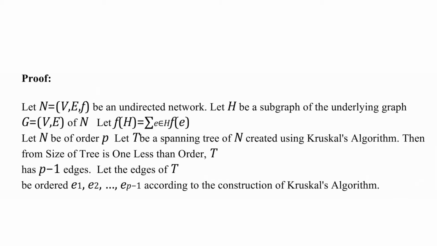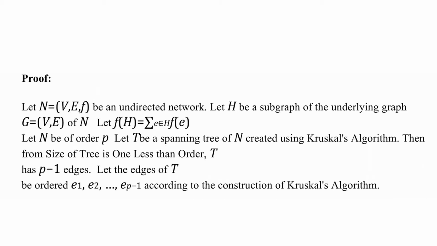Let H be a subgraph of the underlying graph G equal to (V, E) of N, and let the function of H be equal to the summation of all e belonging to H of f(e). Let the graph N be of order p. Let T be a spanning tree of N created using Kruskal's algorithm. Then, since the size of the tree is 1 less than the order, T has p minus 1 edges.